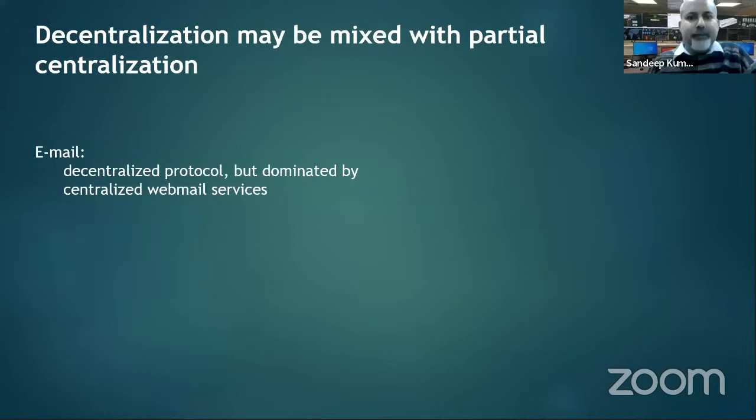Now, decentralization may also be mixed with partial centralization. For example, email, the SMTP protocol, is actually a completely decentralized protocol for mails, right? So it's basically a peer-to-peer protocol. Unfortunately, over the last 20 years, we have used Hotmail and Gmail and various other mail services, which actually control the majority of the emails, and therefore it has kind of become centralized, not fully centralized, but it is centralized. Google and Microsoft, these guys are dominating, and they have control over your emails.